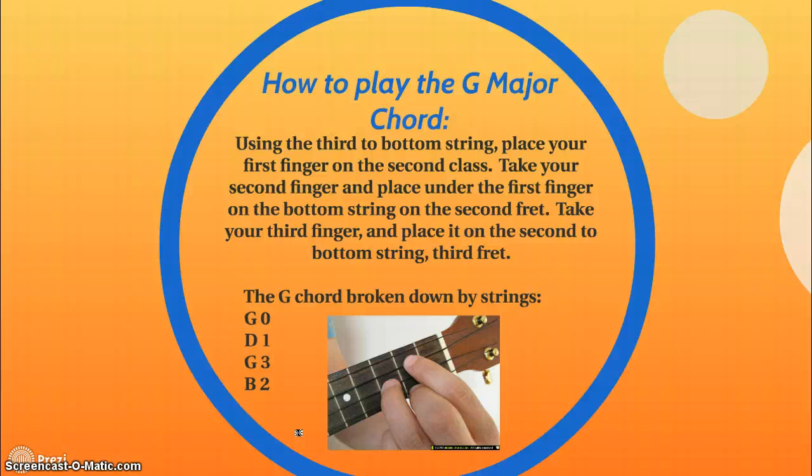And then the last finger we're going to use to build this chord is the third finger, and we're going to use the string that should be in the middle of our two fingers that we've already held our chords with, and that is going to be on our third fret. So the G chord broken down by strings is G open, D1, G3, and B2.